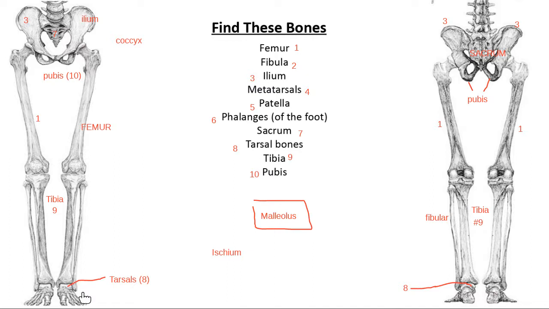And then right in front of the tarsals, we have what are called the metatarsals. So I'll put a little line here. Actually, I'll draw 2 lines. So my middle bones that are next to the tarsals are the metatarsals. And at the very end, you have your toe bones. Those are the phalanges of the foot. So number 6 on our list, phalanges.